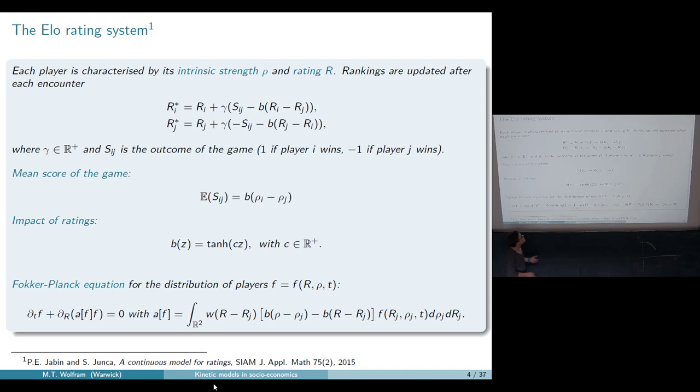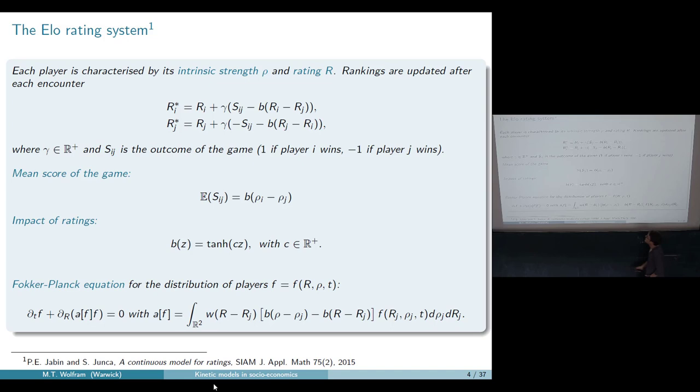And the outcome of the game will depend on it. And then I have an official rating, which weighs how good I played. And what they said is, okay, in each game, two players meet. So I have R_i and R_j, the pre-game rating. And after each game, I'm updating the rating.